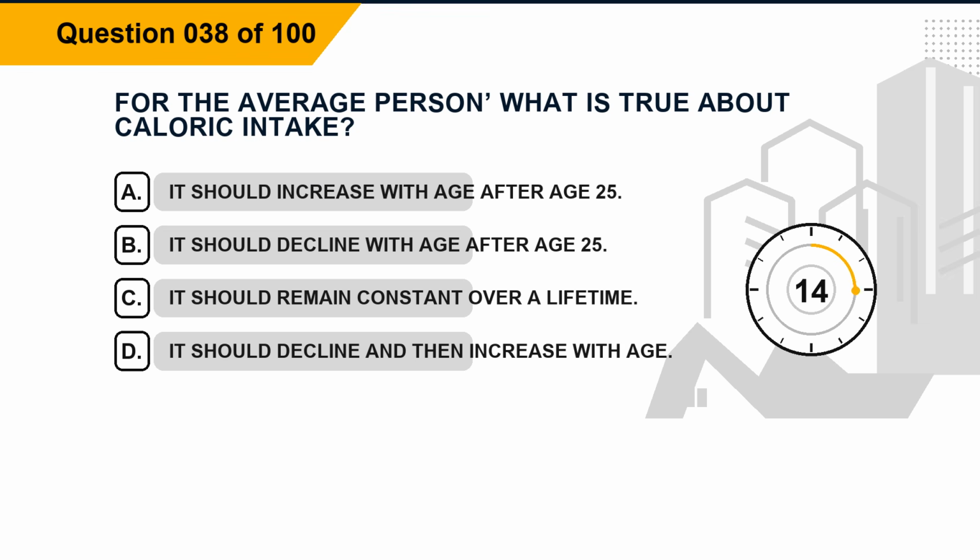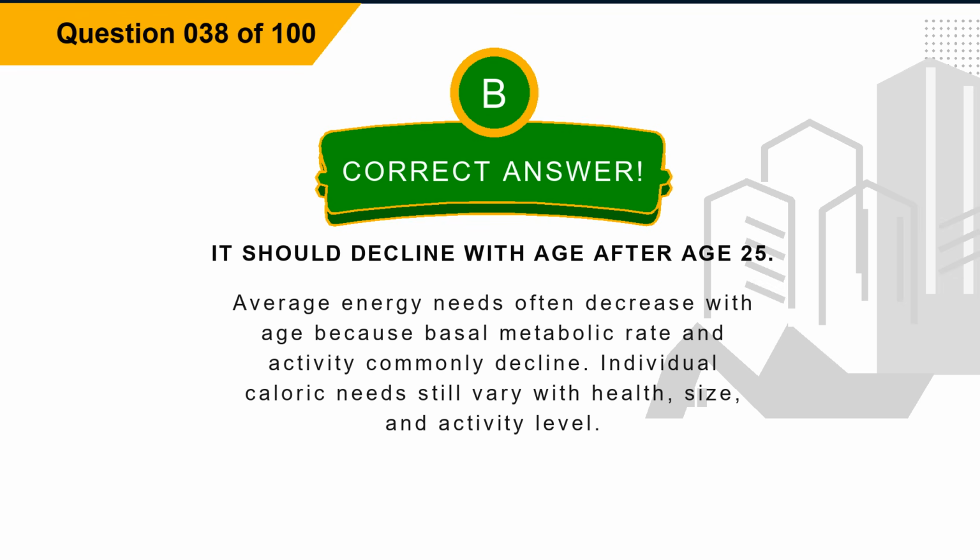Option A, it should increase with age after age 25. Option B, it should decline with age after age 25. Option C, it should remain constant over a lifetime. Option D, it should decline and then increase with age. The correct answer is option B. It should decline with age after age 25.